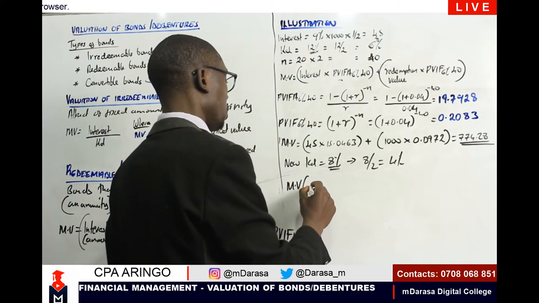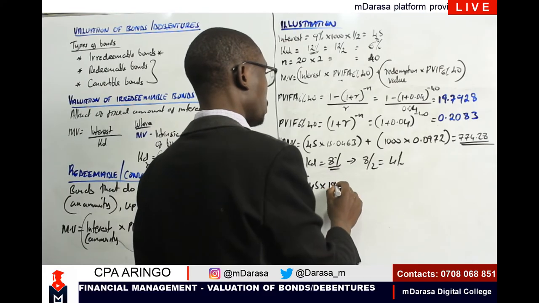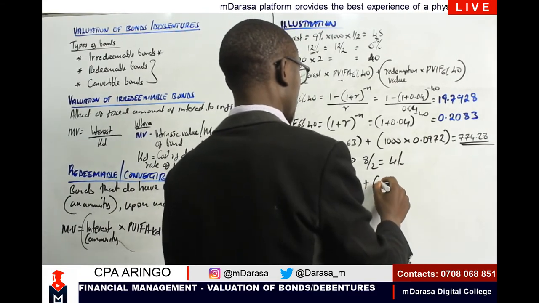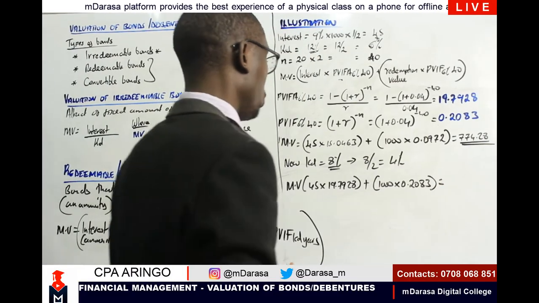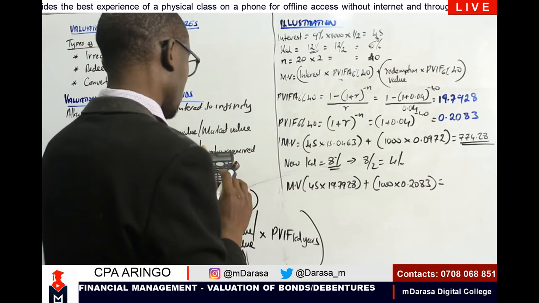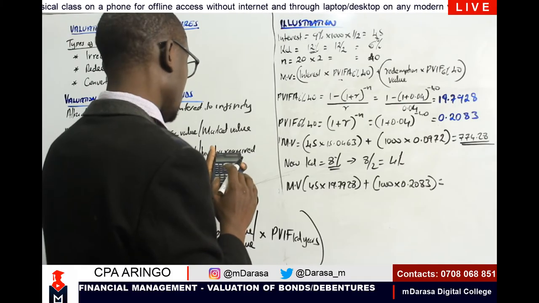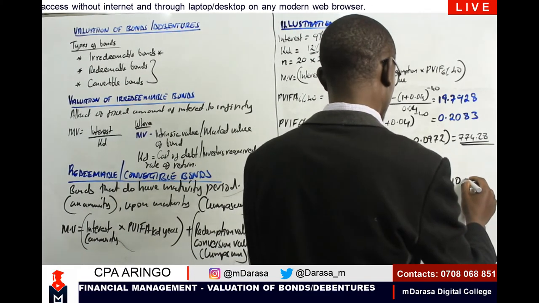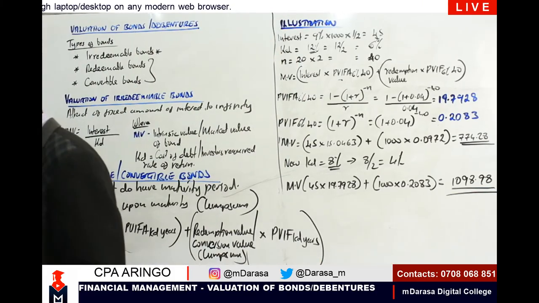Our market value therefore will change to 45. We multiply by, in this case, 19.7928. We add 1,000 by 0.2083. So therefore, what should we be having? We should be talking of 45 by 19.7928. We add 1,000 by 0.2083. So therefore, we should be talking of how much? Our new market value would be 10.9898. So that should be our new market value of the bond.